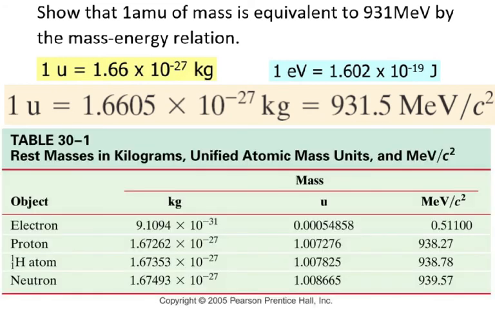And I found this table from Pearson Hall, and I thought I'm going to share this in this video as well. You can see how each element mass was converted into AMU and then converted to mega electron volts per c squared.